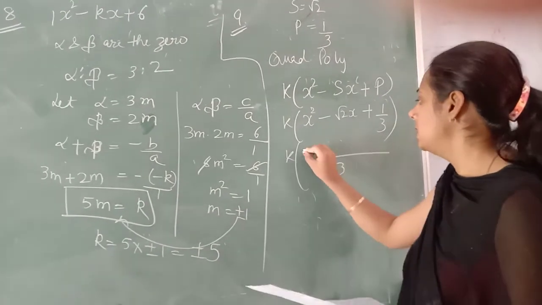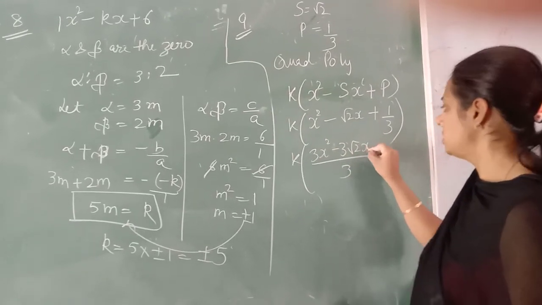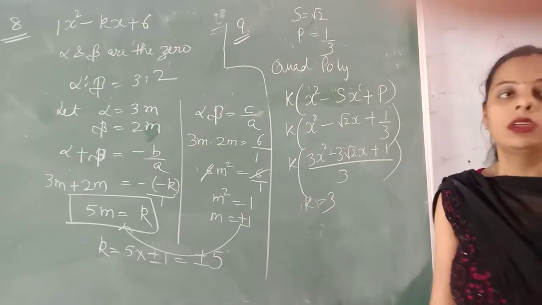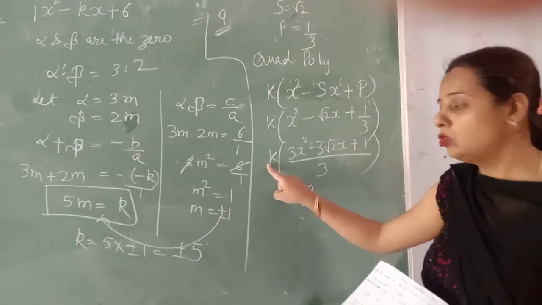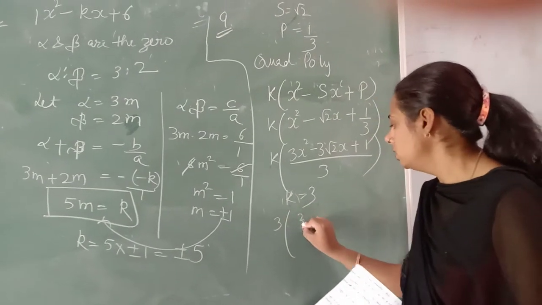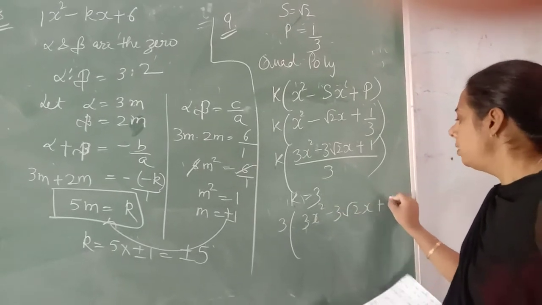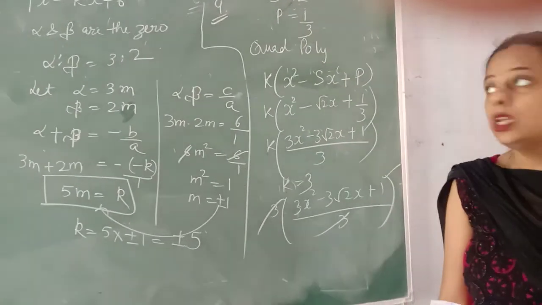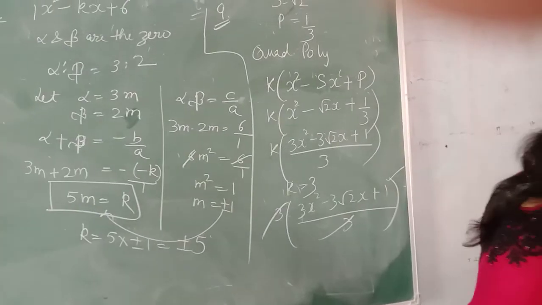simplify it as 3x square minus 3 root 2x plus 1, and you can take any constant in the place of k. So for our convenience you can take the value of k as 3. On putting the value of k as 3 here, you will observe that our required polynomial will be this one. Okay. Now question number 9 is done. Come to question number 10.